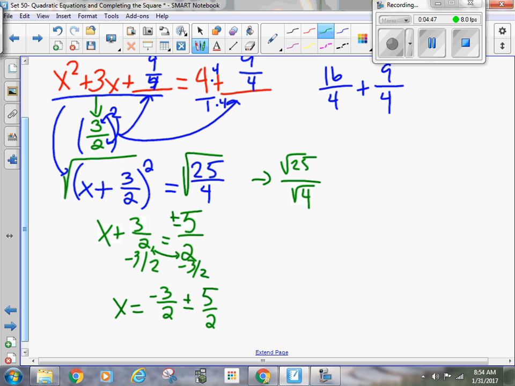They have common denominators, so I can go ahead and simplify. I get negative 3 plus 5, so I get 2 over 2. That's going to simplify to 1. And then I have negative 3 minus 5, which gives me negative 8 over 2, which is a negative 4.